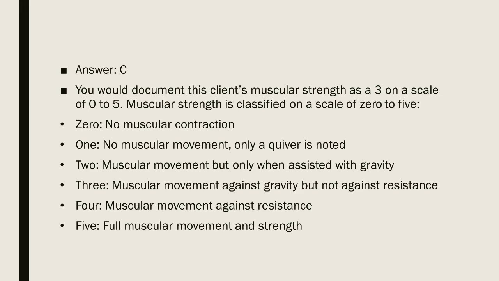Muscular strength is classified on a scale of 0 to 5. 0. No muscular contraction. 1. No muscular movement, only a quiver is noted. 2. Muscular movement, but only when assisted with gravity. 3. Muscular movement against gravity, but not against resistance. 4. Muscular movement against resistance. 5. Full muscular movement and strength.